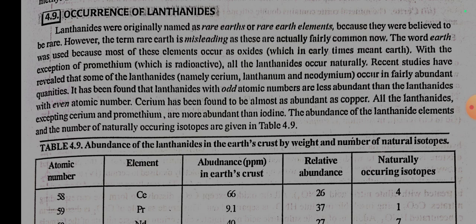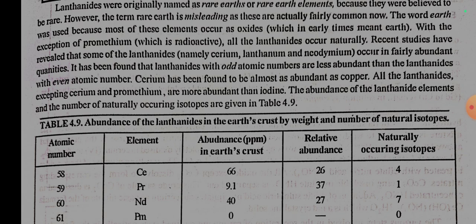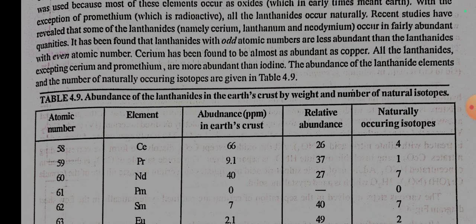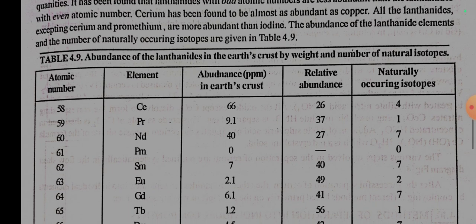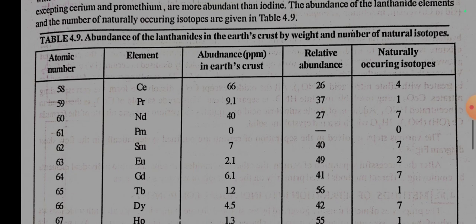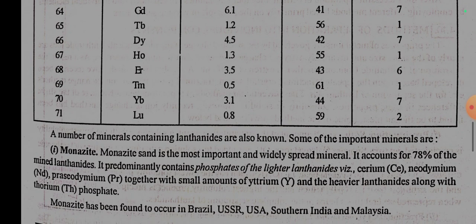Recent studies have revealed that some of the lanthanides, namely cerium, lanthanum, and neodymium, occur in fairly abundant quantities. It has been found that lanthanides with odd atomic numbers are less abundant than the lanthanides with even atomic numbers. Cerium has been found to be almost as abundant as copper. All the lanthanides, excepting cerium and promethium, are more abundant than iodine. The abundance of lanthanide elements and the number of naturally occurring isotopes are given in table 4.9.